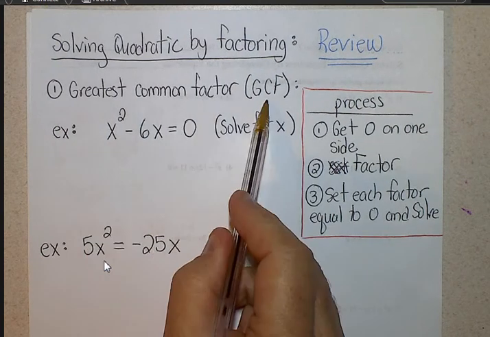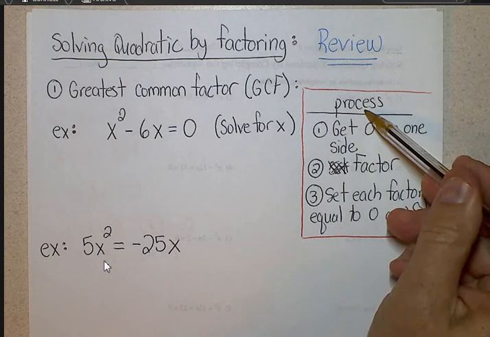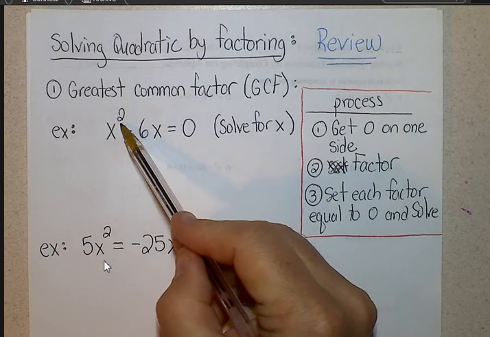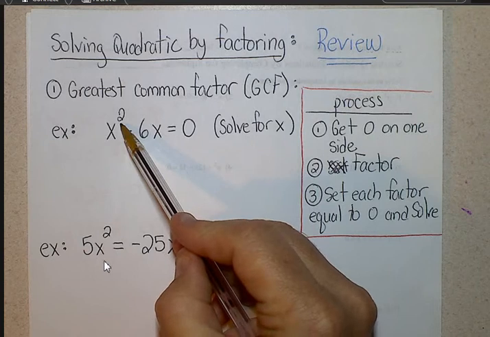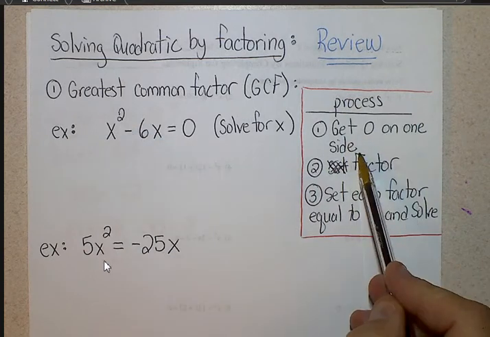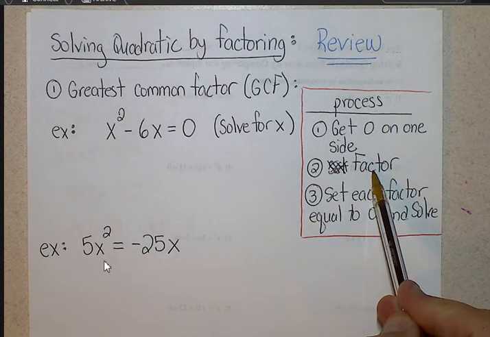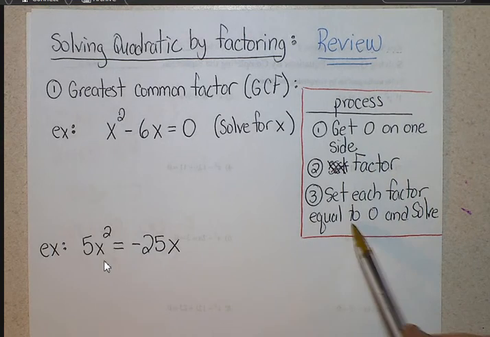All right, process. Whenever we see an x squared and we're trying to solve for it and show the work algebraically, what we want to try to do is get 0 on one side of the equation. Then we want to factor the non-zero side. Then we want to set each factor equal to 0 and solve.